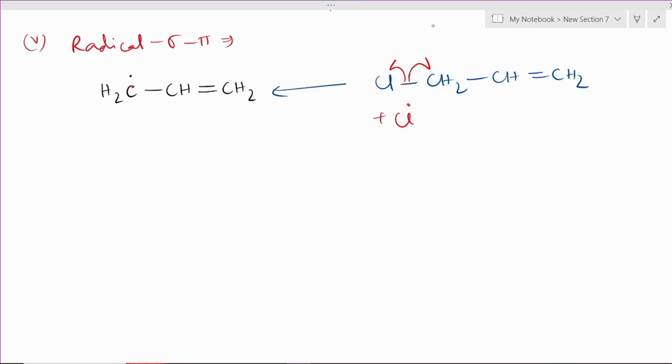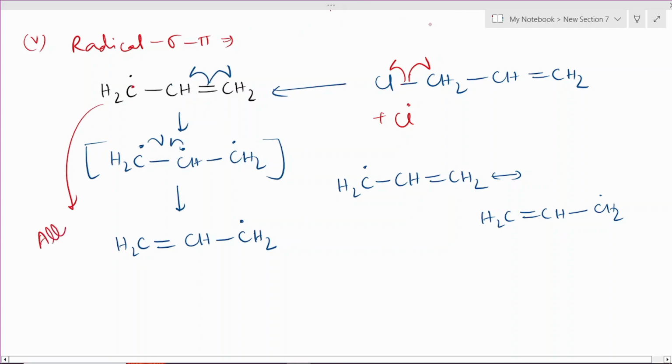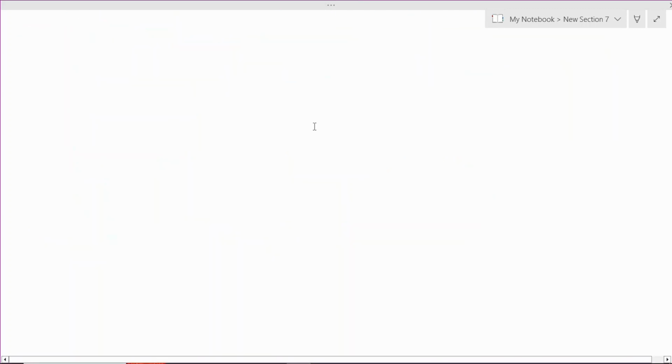Now how will resonance take place in this compound? Simply homolytic fission takes place and we get a radical over here and a radical over here. Now these two radicals combine and we get a pi bond. So simply we can write that this radical is known as allyl radical.